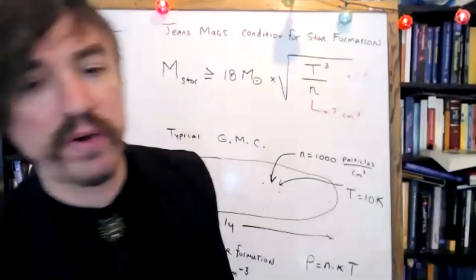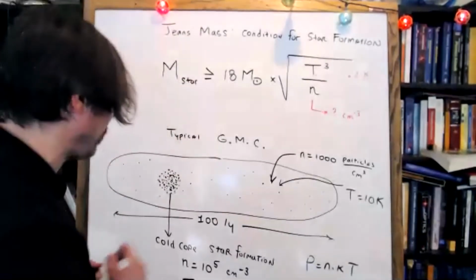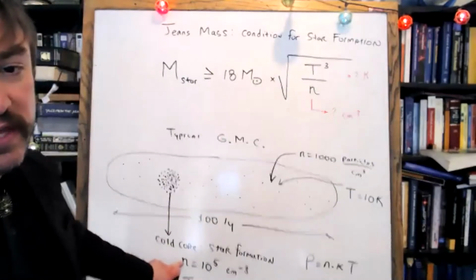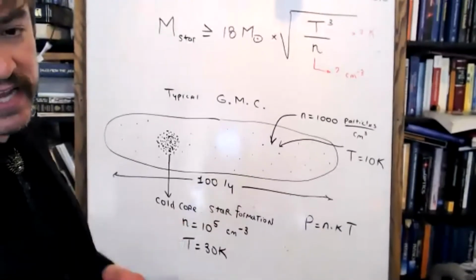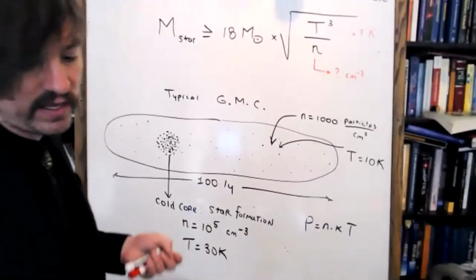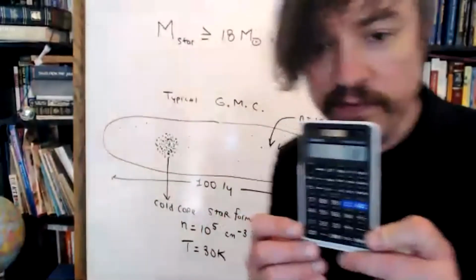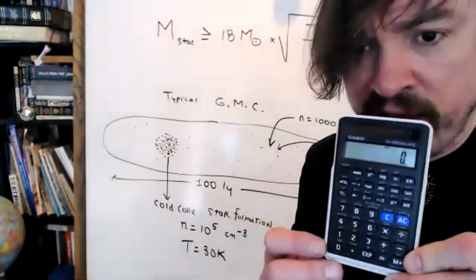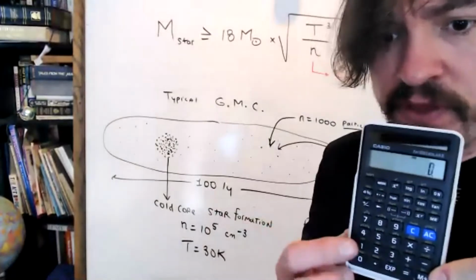If you want, we could do a quick example with it. I'll show you how I calculate it. If we were to use these numbers down here of 10 to the 5 and 30 Kelvin, let me just show you how I would plug it in because it's so easy. So look at the formula, look at my calculator. I would do 30 Kelvin.